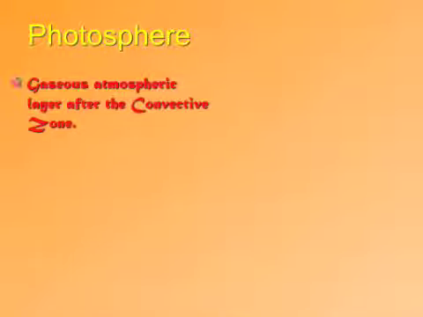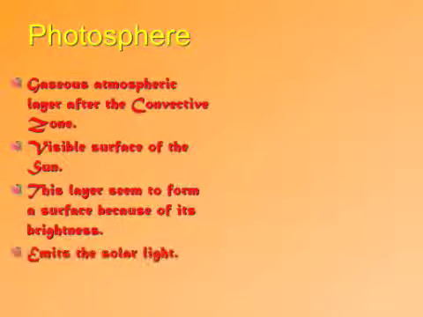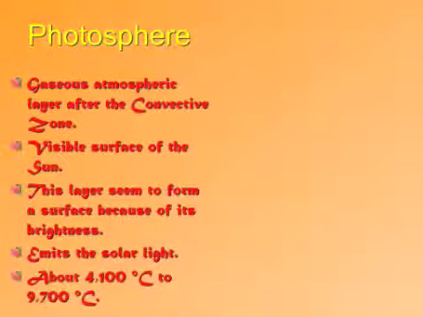Photosphere. Photosphere is the gaseous atmospheric layer after the convective zone. It is the visible surface of the sun. Astronomers found out that this layer seemed to form a surface because it is the brightest layer in the sun. It also emits the solar light. About 4,100 degrees Celsius to 9,700 degrees Celsius is its temperature.